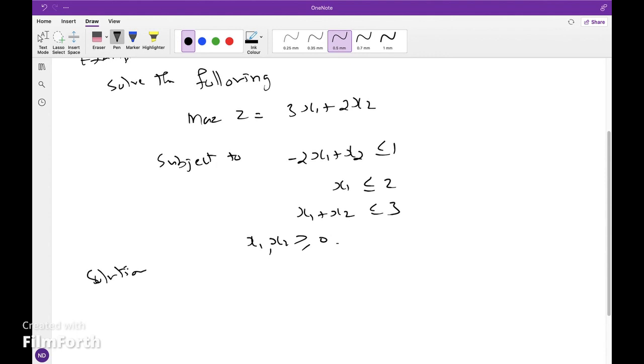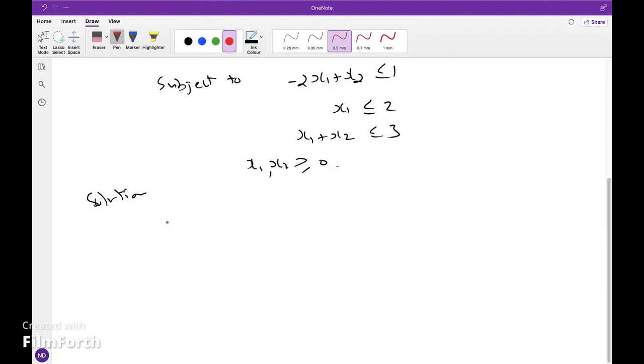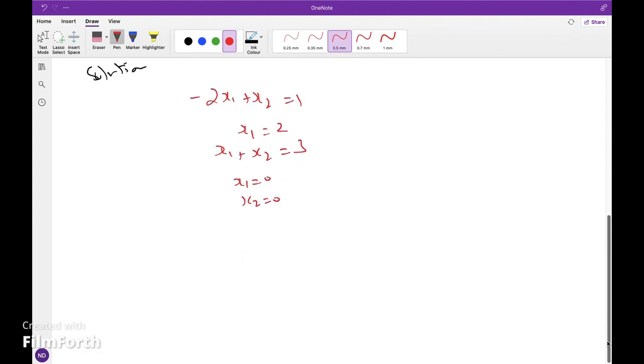Solution. First, consider the inequality constraints as equalities: minus 2x1 plus x2 equal to 1, x1 equal to 2, x1 plus x2 equal to 3, and x1 equal to 0, x2 equal to 0. So first, convert all the constraints from inequality to equality.